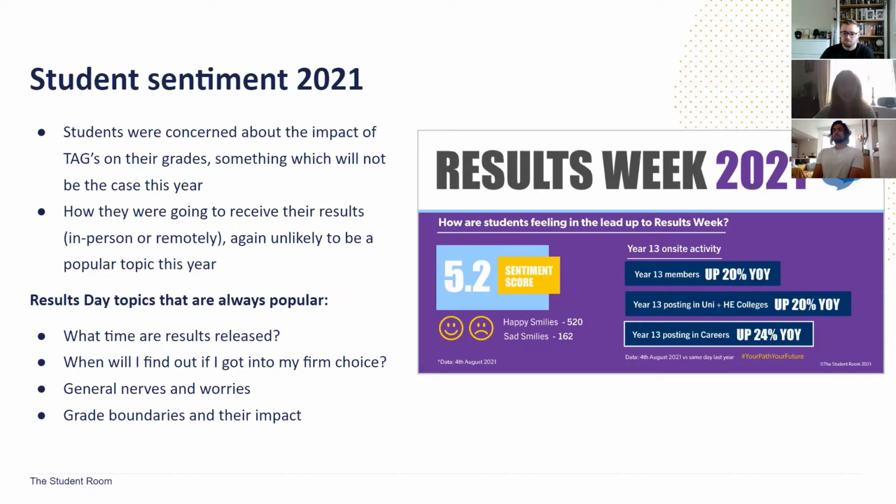This is one of our most popular questions. When will I find out if I get into my firm choice university? Again, a really popular question. So anything you can do to support with clear information around that will be really useful. General nerves and worries. Again, the empathetic and supportive presence here is going to be really key.